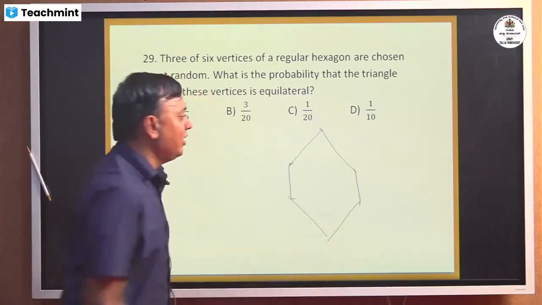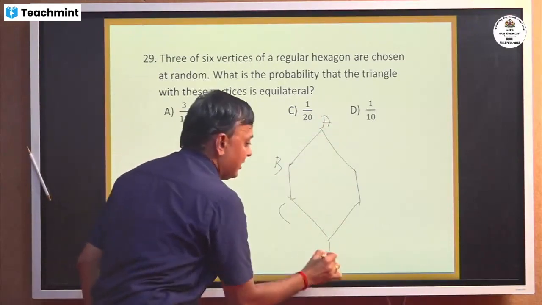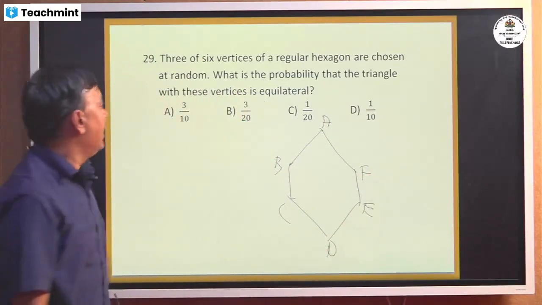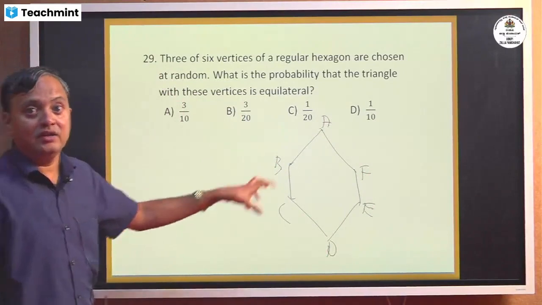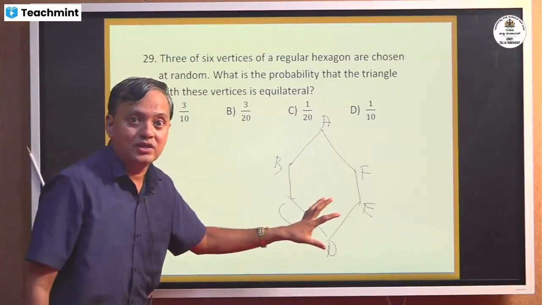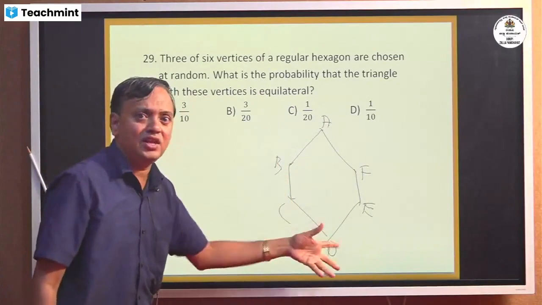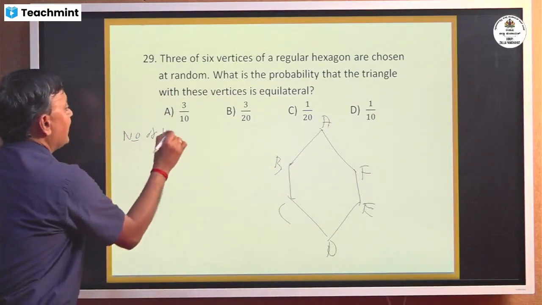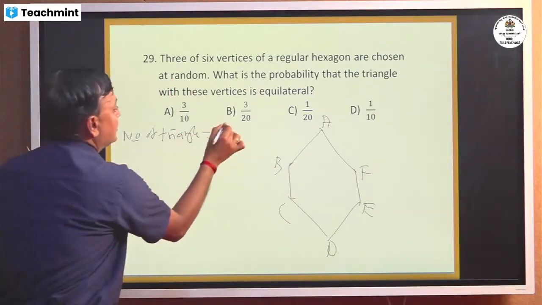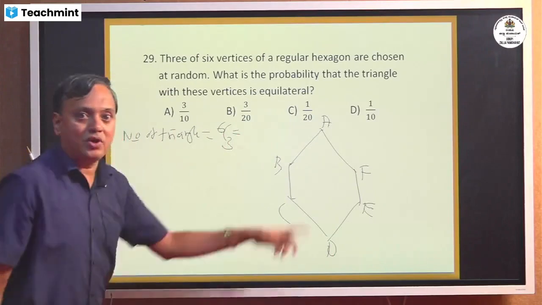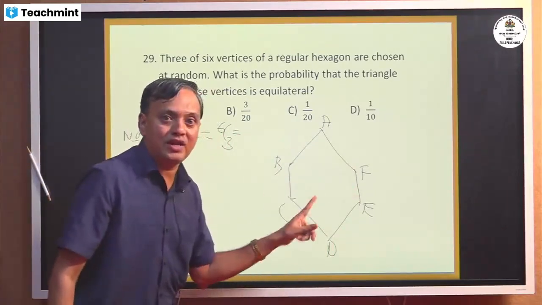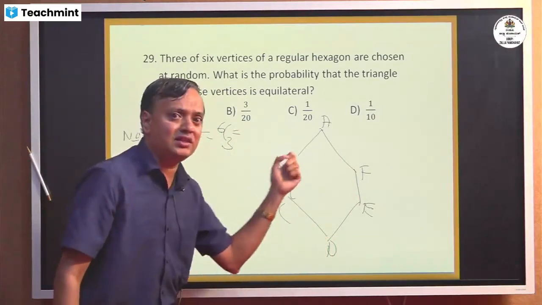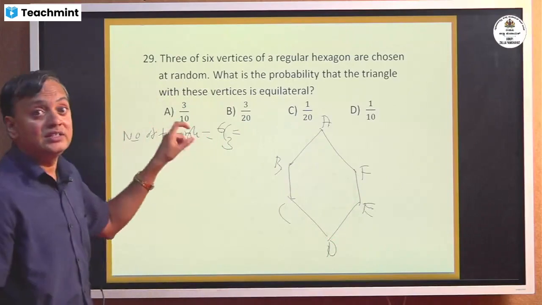In a regular hexagon, say A, B, C, D, E, F, 6 sides. Here, to make a triangle, no 3 vertices are collinear. So using any 3 vertices we get a triangle. Correct? Then the number of triangles is 6C3, because here no 3 vertices are collinear. To make a triangle we take any 3 vertices among 6, which can be done in 6C3 ways.